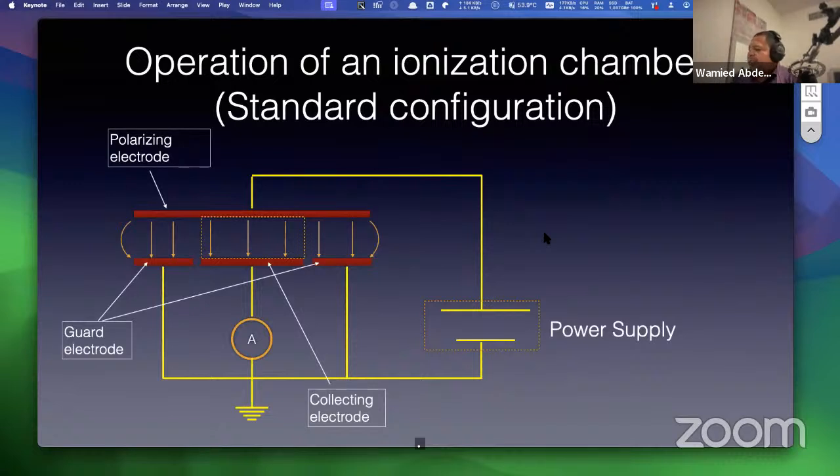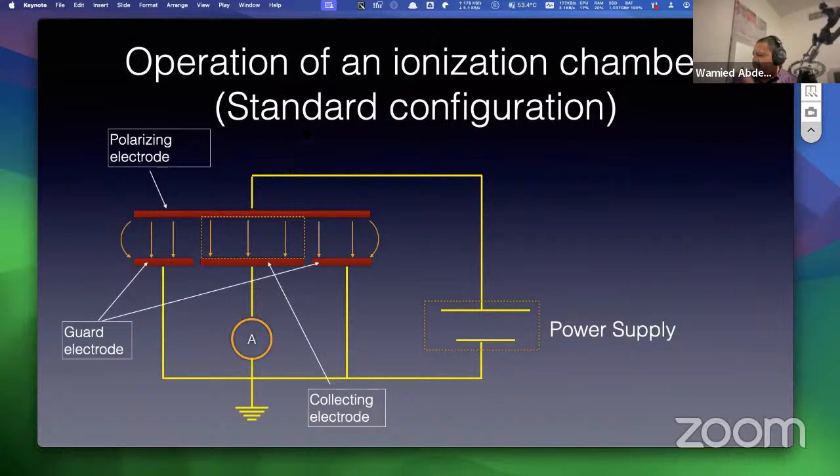So how does a chamber actually work? Essentially a chamber is a capacitor. We have air and we polarize it. We put a voltage on one of its electrodes and then we get a capacitor. When the capacitor is charged, no current is going to flow, and the reading of the current is essentially zero.